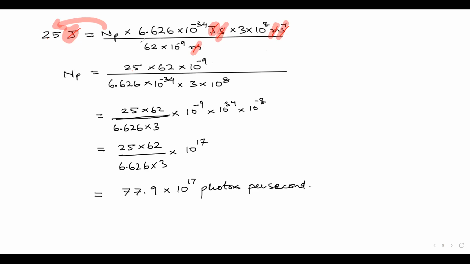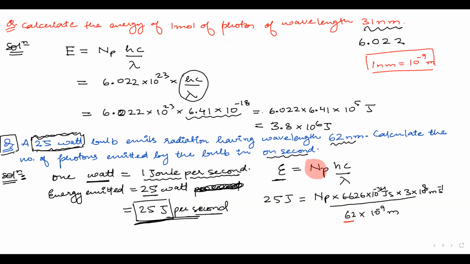No, sorry, we have not got this side. We have got this whole thing here, the numerator and the denominator. It is a linear equation in one variable, you just have to calculate this one variable here. So 25 into 62 into 10 to the power minus 9. Then you can simplify this equation further, and we get the answer 77.9 into 10 to the power 17 photons per second.